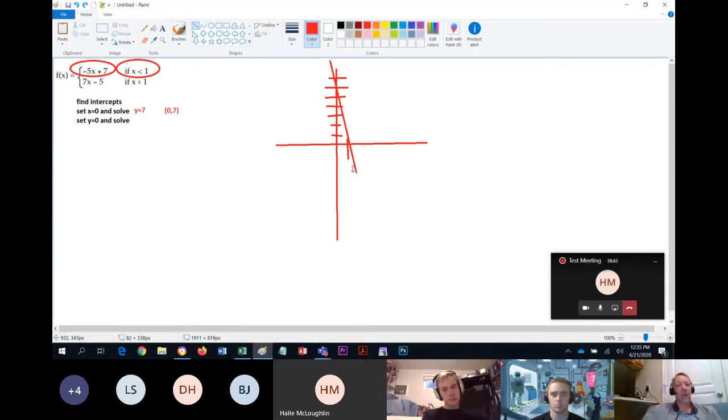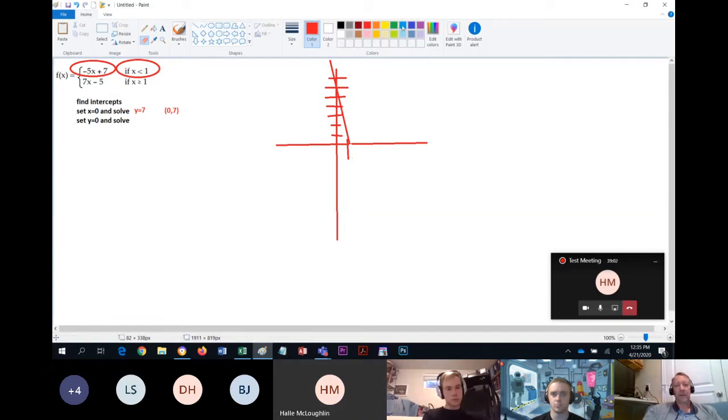So now I need to look at my domain here. Domain has to be x is less than 1. So essentially, I get to erase this part of the graph because that's greater than 1. So I've got this here.